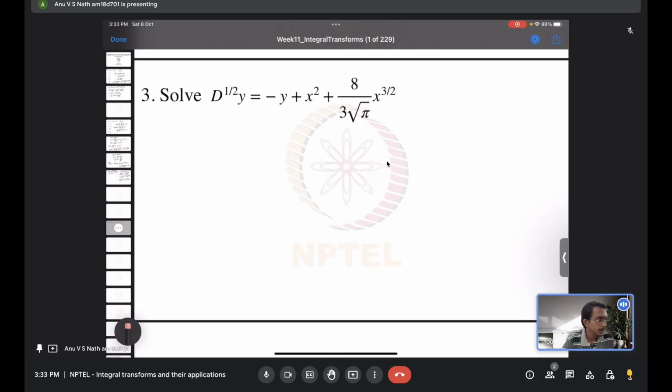Okay, so I will show how to solve this. This is basically a fractional differential equation, so we can use the Laplace transform to solve it. Take the Laplace transform on both sides.